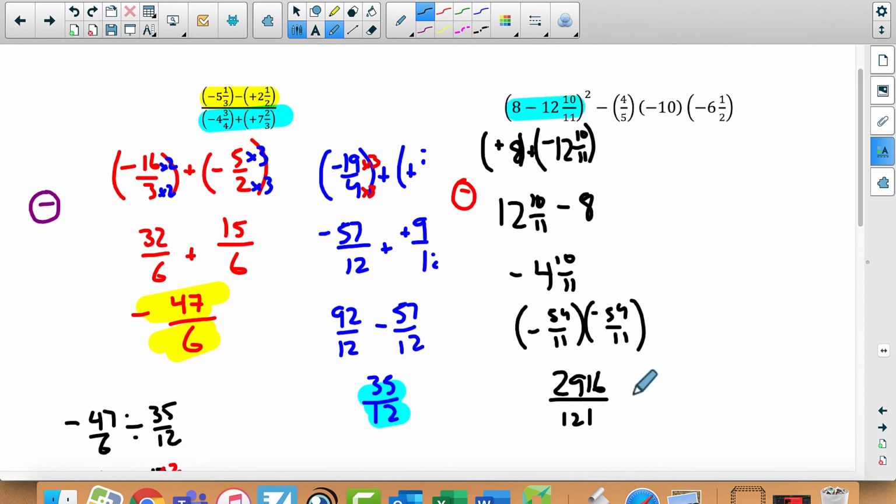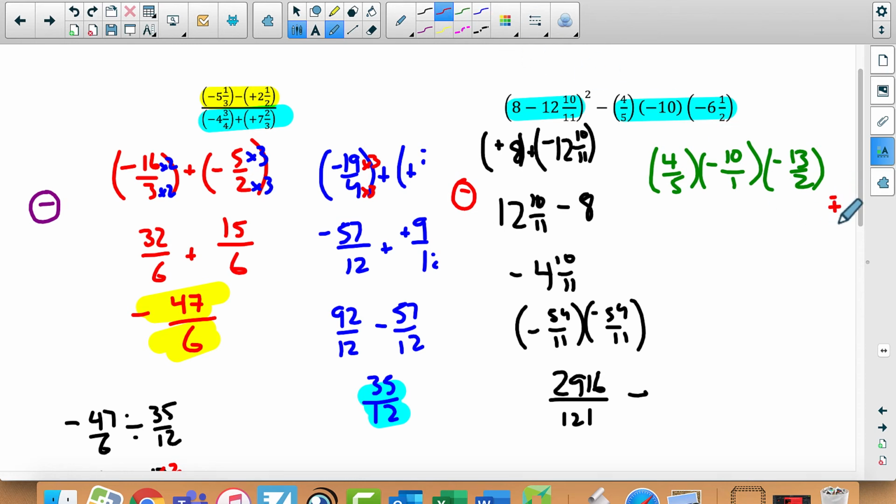Now we have takeaway, and we have to figure out what all this is equal to. Well, look, that's all multiplication. We can do this all in one go. So let's do that. We have 4/5. We have negative 10, but let's make it negative 10 over 1. And we have negative, oh, let's make this improper. 6 times 2 is 12, plus 1 is negative 13 over 2. Two negatives, which means our answer is going to be positive, so that's good. And finally we can do our ninja slicing.